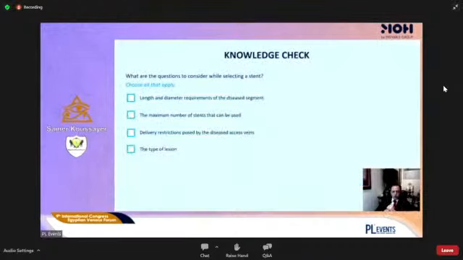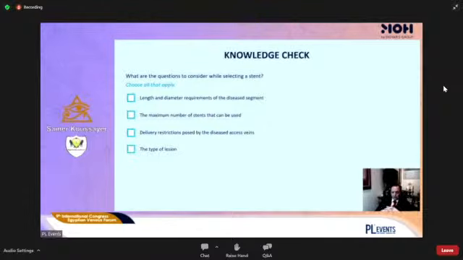So let's go to the question. What are the other questions considered when you're selecting the stenting? The length and the diameter required for the disease segment. This is correct. The maximum number of stents that can be used? No, I need the minimum number. I don't want the maximum number, because I need to minimize the number of stents. That is why I need to use a long stent to minimize the number of stents. The more stents you put, the more overlap, the more problems. Delivery restriction posed by the disease access vessel, yes, because it may change your plan.